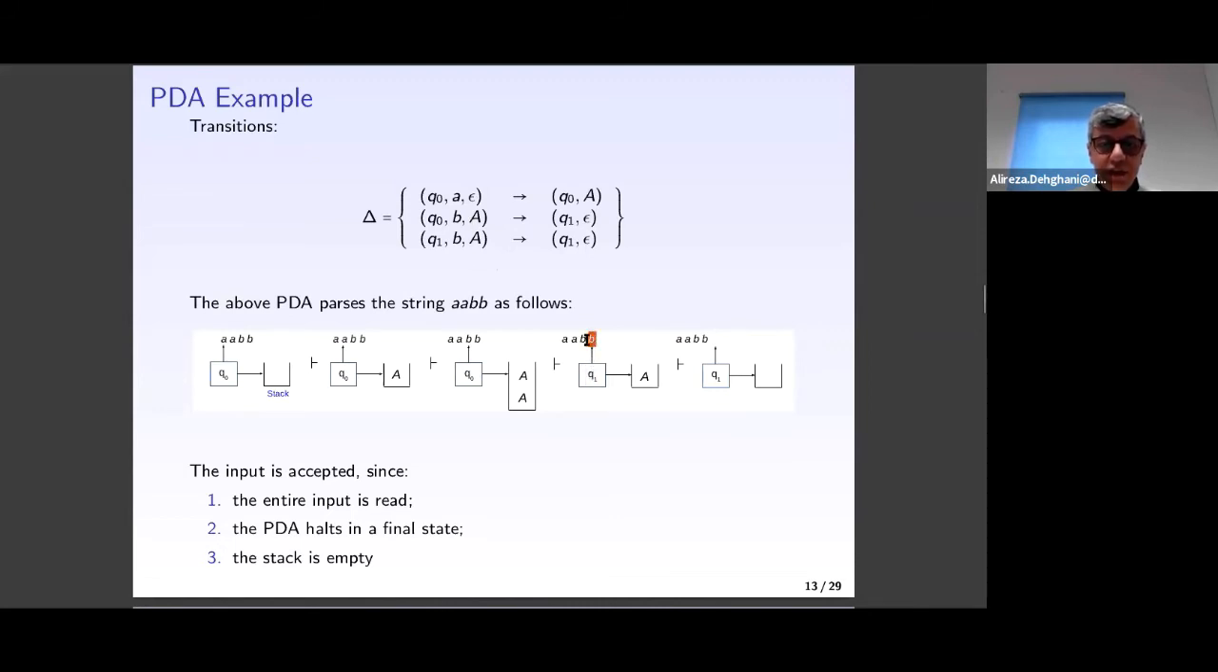Then I'm in Q1, read B. If you are in Q1 and read B, and you have A on the stack, everything is okay. The state is Q1, reading B, I have A in the stack. What happens? I will stay in Q1 and I will take one character from the stack. What happened here? I finished the string. I am in a final state and the stack is empty. All the criteria are satisfied. Then that means the string is accepted.